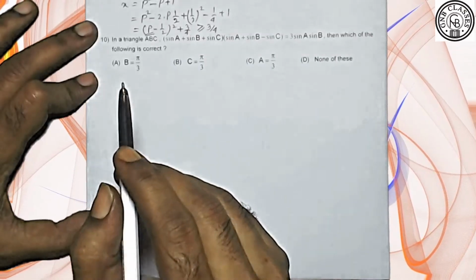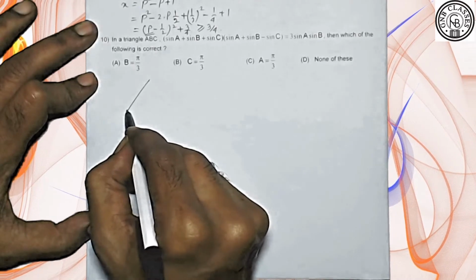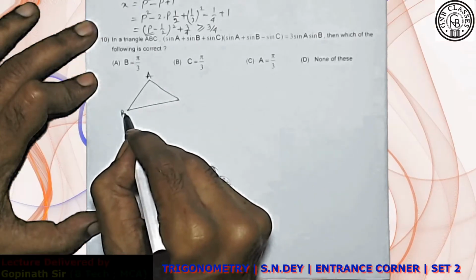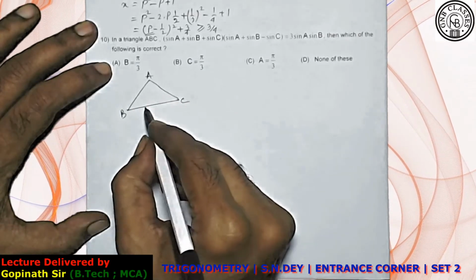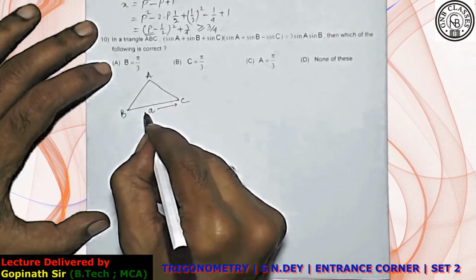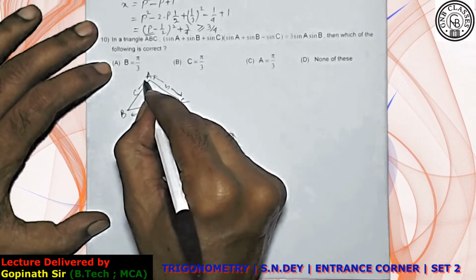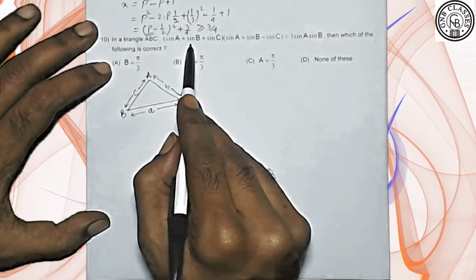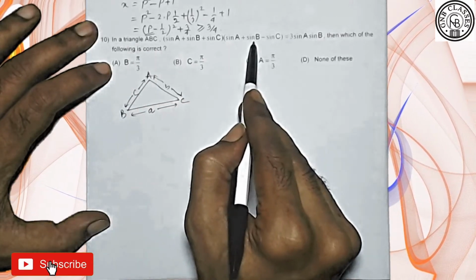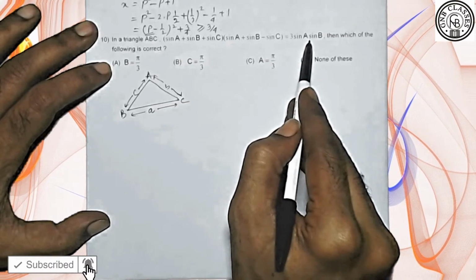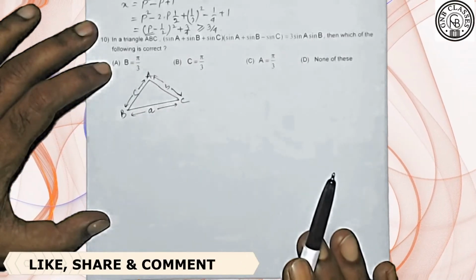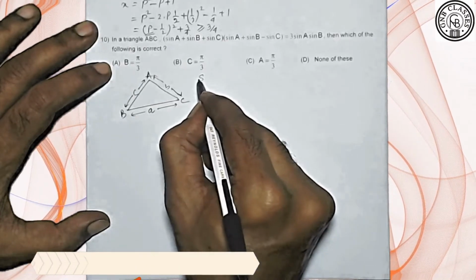In this problem they have said that in the triangle ABC, let us say this is A, this is B, this is C. The sides opposite to A is small a, small b and small c. Okay. Now they have said that in the triangle ABC, sine A plus sine B plus sine C into sine A plus sine B minus sine C is 3 sine A sine B, then which of the following is correct? Okay.